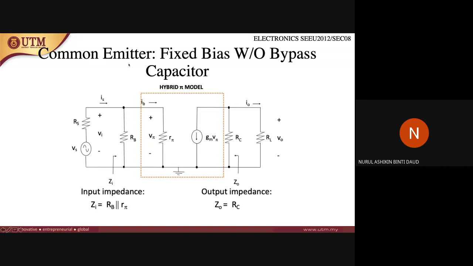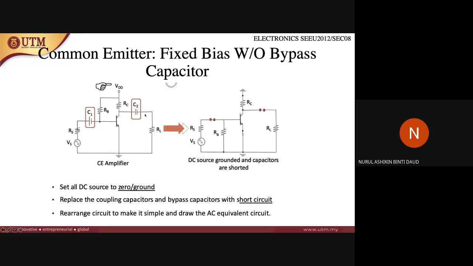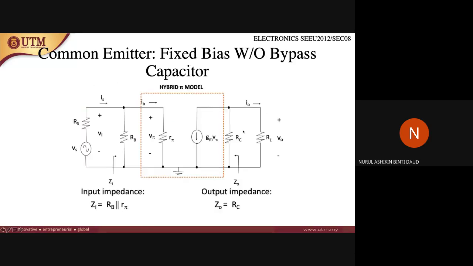Next, from the circuit here, let's draw a hybrid pi model. So in this case, we're going to use the hybrid pi model. It's easier. Usually, we use the hybrid pi model because it is a combination of the R model and H model. So you are using the hybrid pi model here.